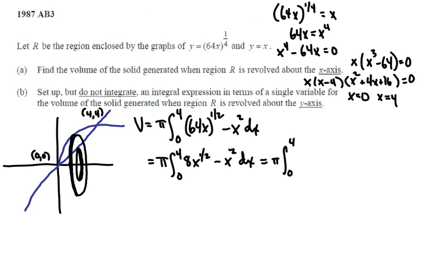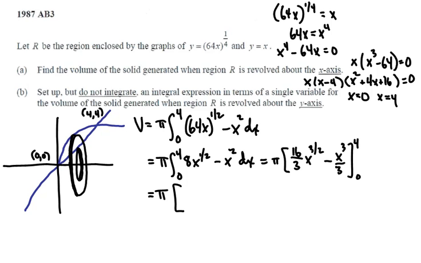And 8x to the 1/2 becomes 8x to the 3/2 over 3/2, or 2/3 times 8x to the 3/2. So the antiderivative of 8x to the 1/2 is just 16/3 x to the 3/2. And then x squared is going to be x to the third over 3. And that is from 0 to 4.